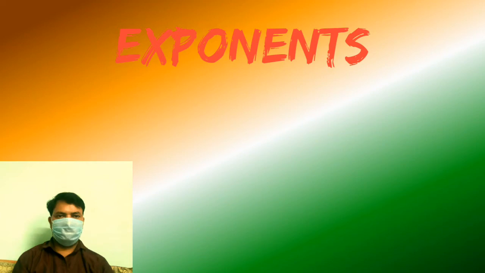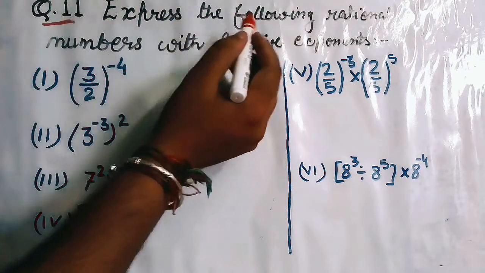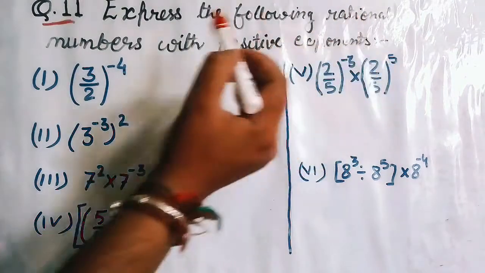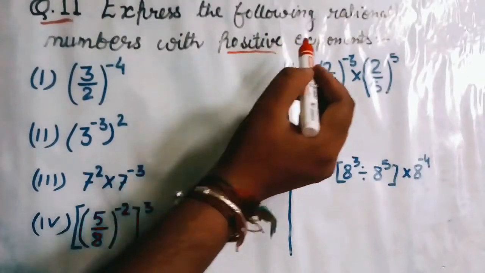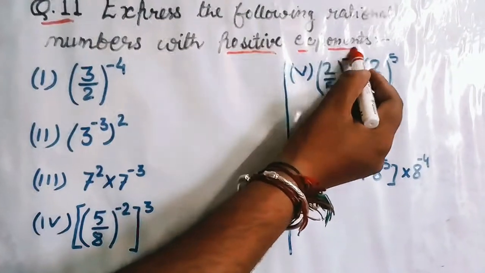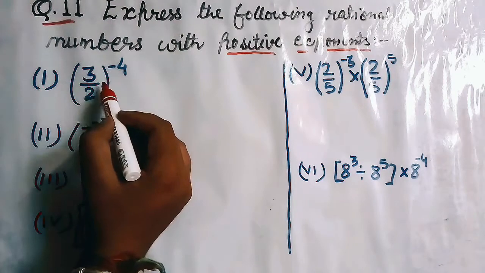Namaste everyone. In this video I am going to discuss a few more questions of exponents. And here my first question is, express the following rational numbers with positive exponents. Remember, you have to express as positive exponents.